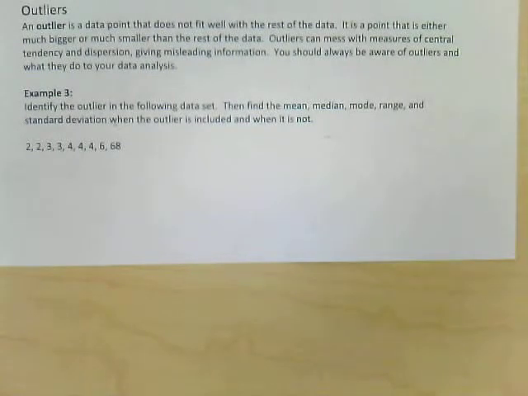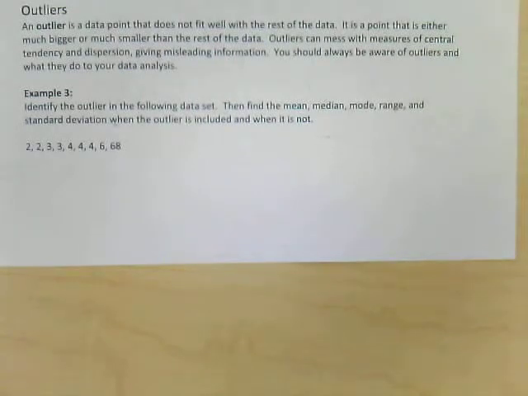In example 3, we're going to be looking at this data set: 2, 2, 3, 3, 4, 4, 4, 6, and 68. The obvious outlier there is 68. 68 does not fit with the rest of the data. All the rest of the data is one-digit numbers, and then we've got 68, which is way, way bigger than all of the other points. And so when we have something like this, it's going to mess with our data.